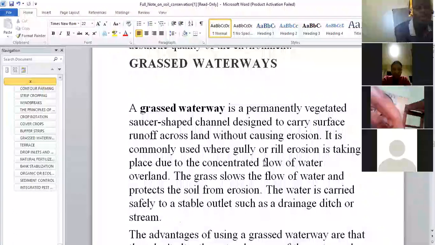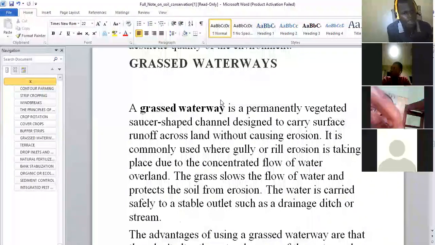All right. Now we are saying that you develop a grassed waterway, where you know that when it rains, the runoff passes here. You intentionally plant grasses over there. Now the presence of the grass will reduce the speed of the runoff. If the speed of the runoff is reduced, then we have reduced incidences of erosion.